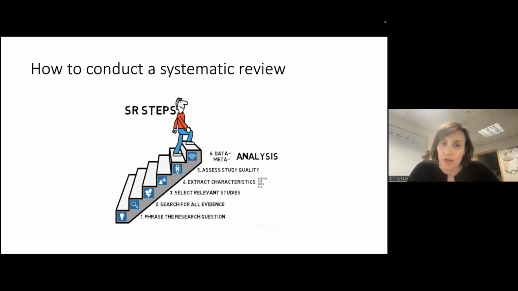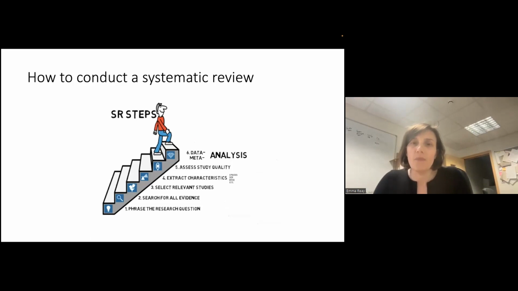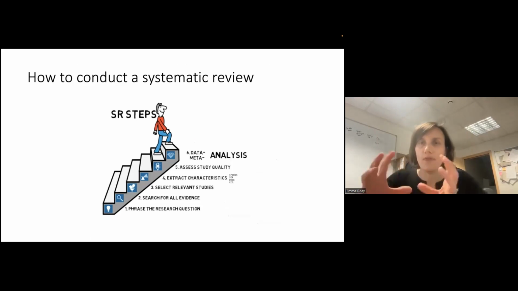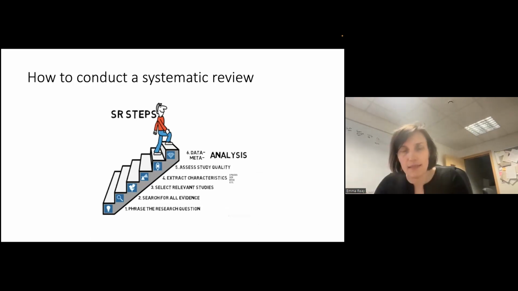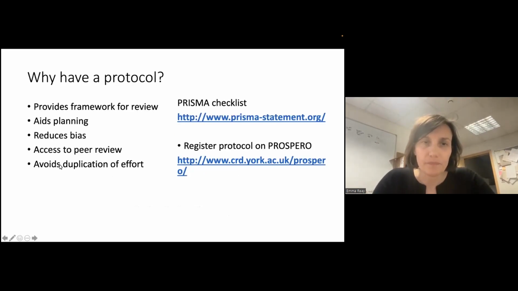Then you design a way of searching for all of your evidence. You filter and select your relevant studies, and then you extract the characteristics that you're looking for from the relevant studies. You assess the study quality, and then you analyze that data. And within that data, you can then perform a meta-analysis, which I'll go into later, and then present the findings.